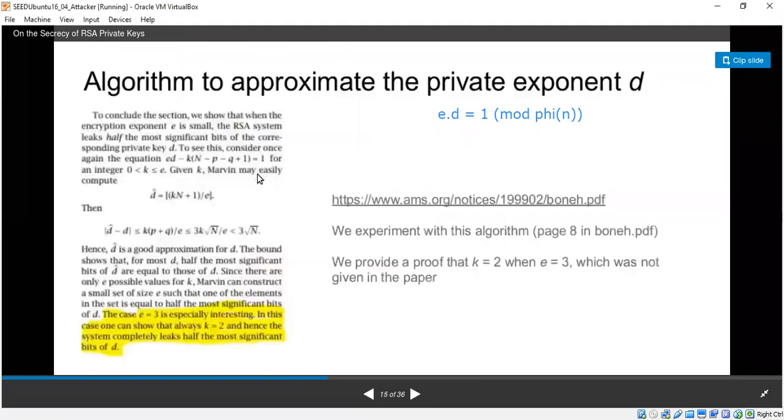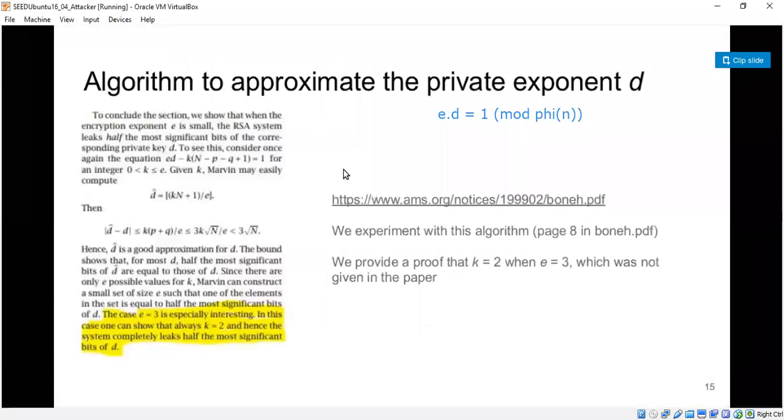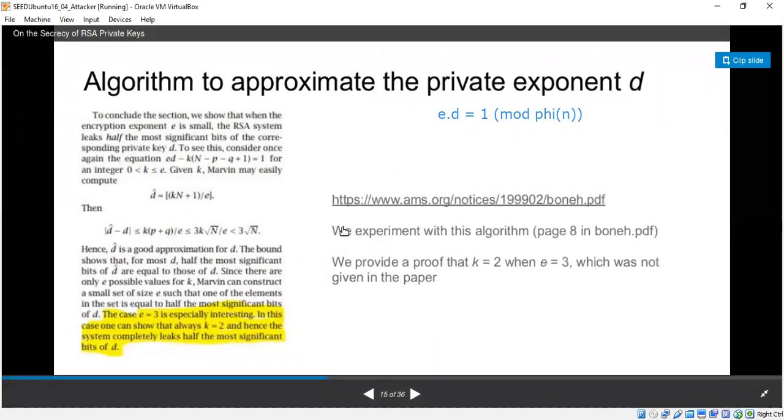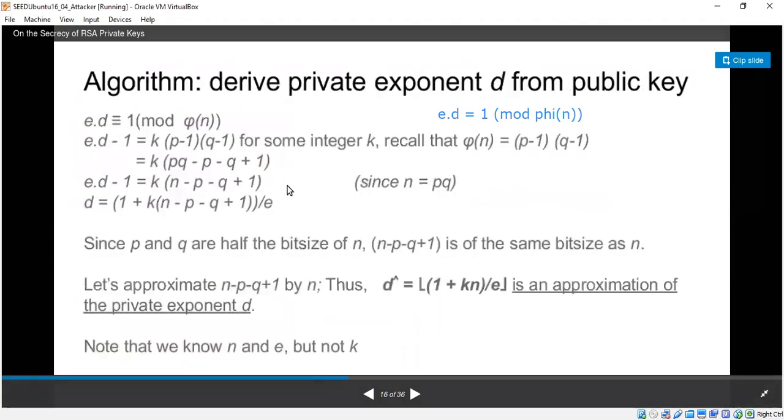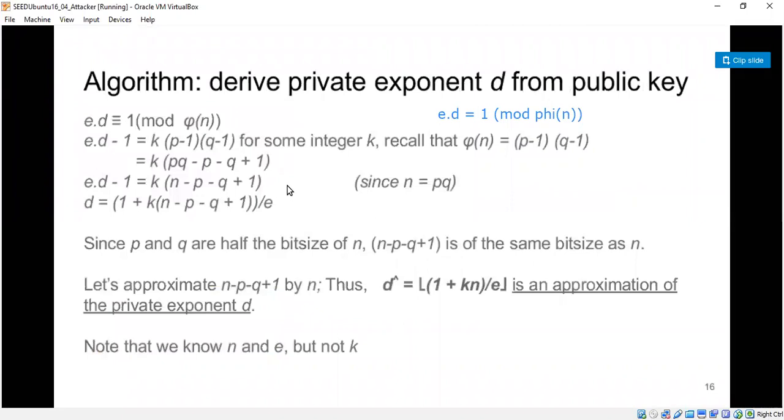All right, so what is the approximation algorithm? This is a beautiful paper written by Professor Dan Boneh, and he talked about how we approximate the private exponent by another private exponent. I'm going to talk about that, skipping some of the details of the proofs because they may not be interesting for you at this point. So how do we handle it? Here is the trick of the trade.